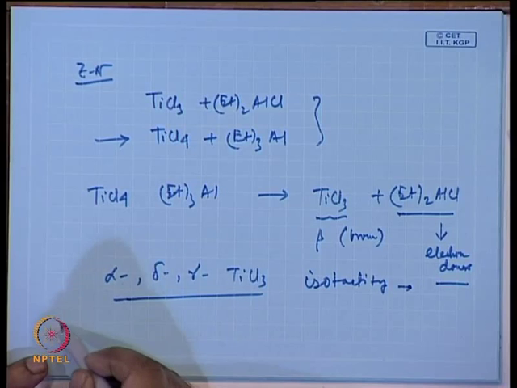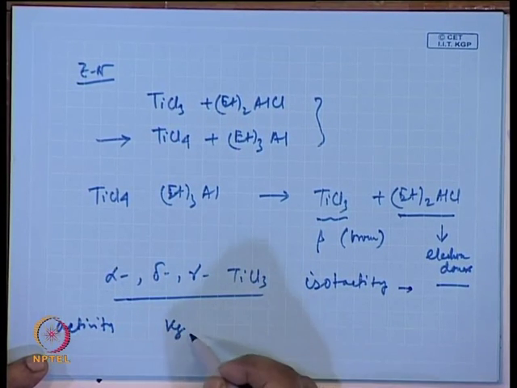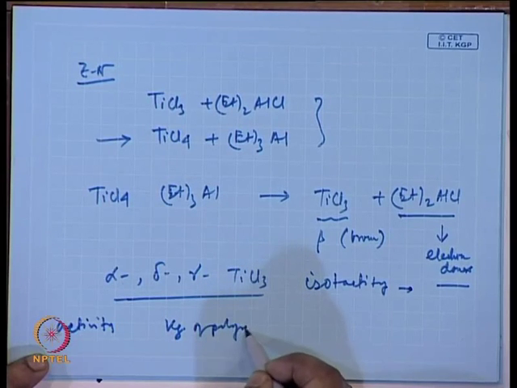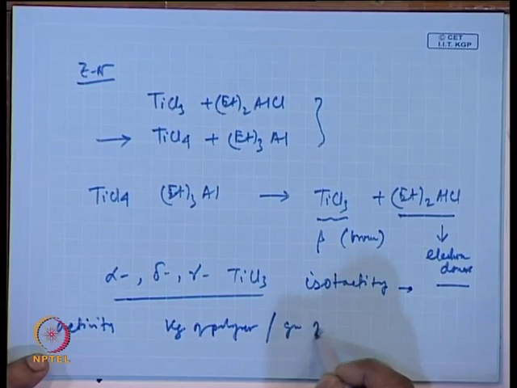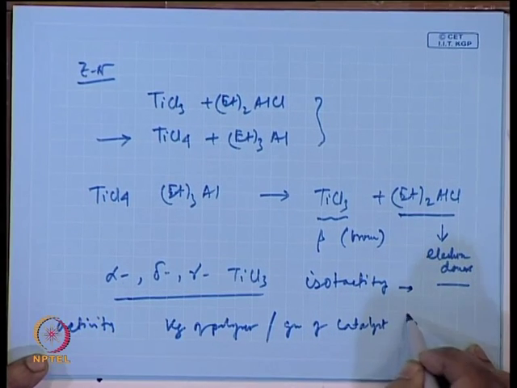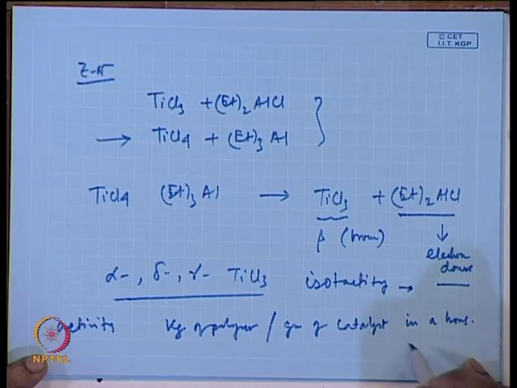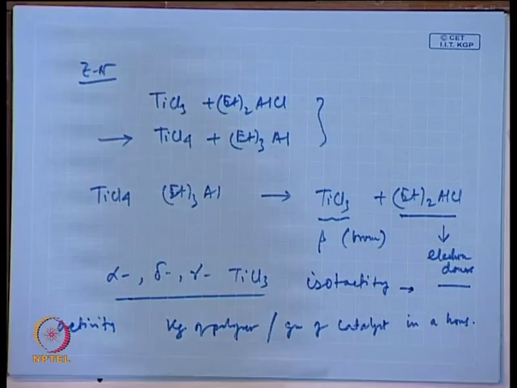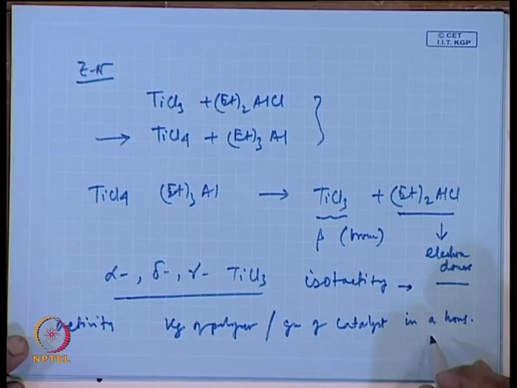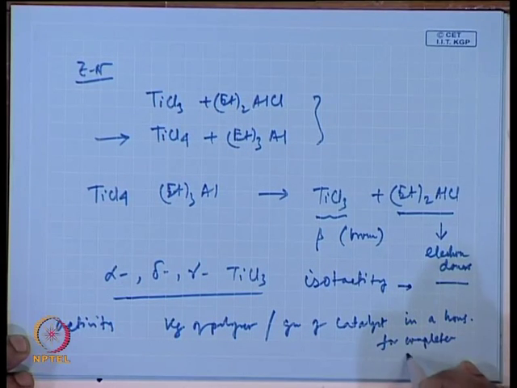Typically, the activity of the catalyst is measured as kilograms of polymer produced per gram of catalyst in an hour, or for complete polymerization.